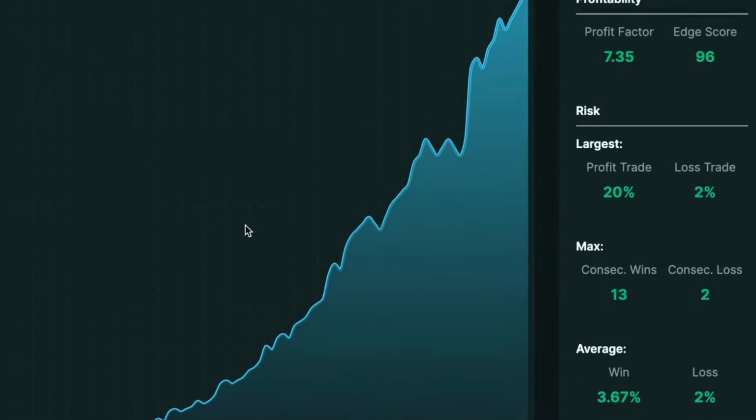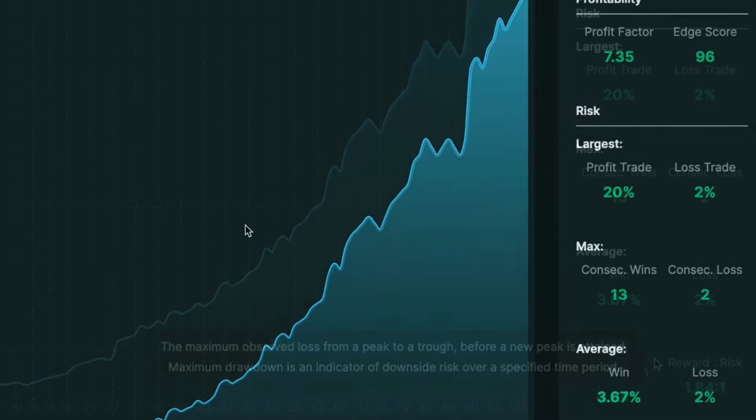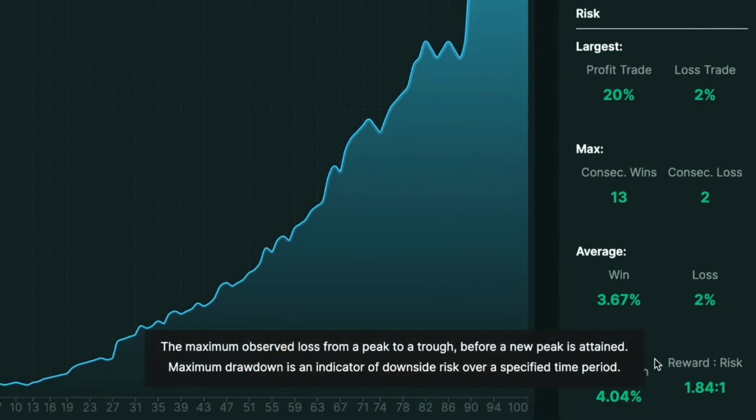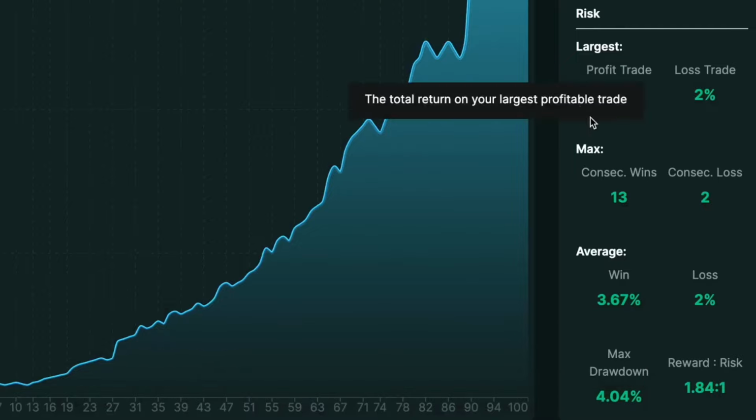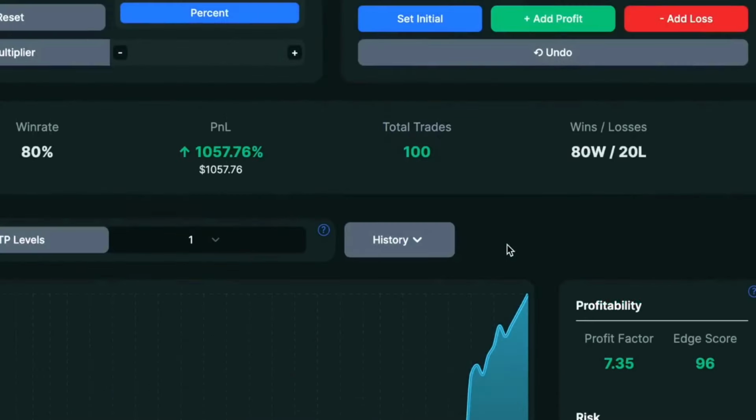The profit factor was 7.35, the highest I've ever seen, with a maximum drawdown of 4.84%. The largest profit trade increased the account size by 20%. Overall, I rate this strategy 10 out of 10 and plan to forward test it with paper money.